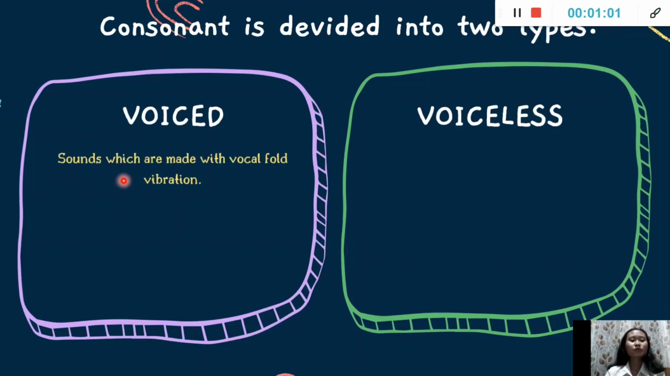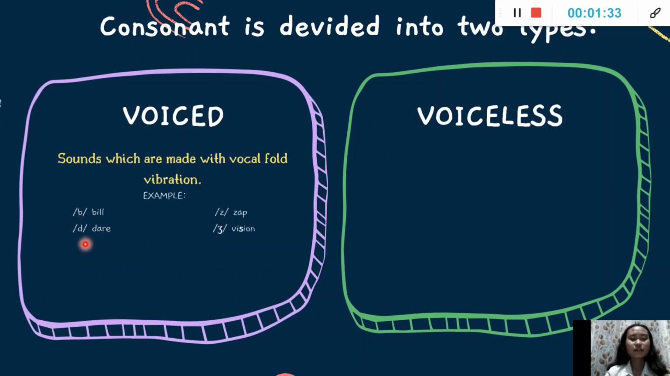Voiced sounds are made with vocal fold vibration. It means that when we pronounce a voiced consonant, there will be a vibration in our vocal fold. For example, when we pronounce b, b as in bill, or z, z as in zoo.